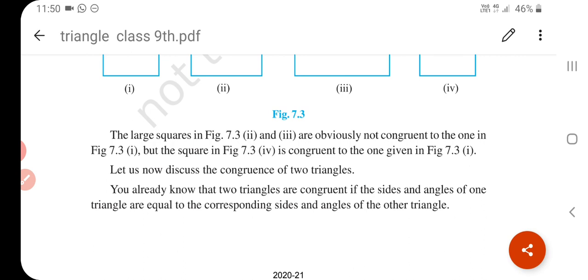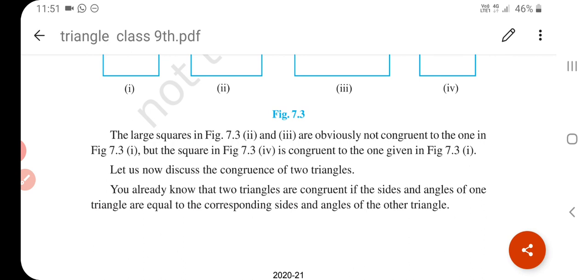Now again, two figures are said to be congruent if they are of the same shape and the same size. Congruent means equal in all respects, figures whose shape and size are both the same. Two circles of the same radii and two squares of the same side are congruent. In the case of triangles, two triangles are congruent if the sides and angles of one triangle are equal to the corresponding sides and angles of the other triangle. If a triangle covers the other triangle completely, then the two triangles are congruent to each other.